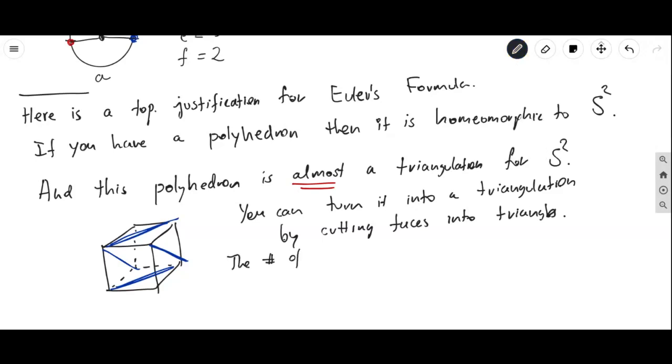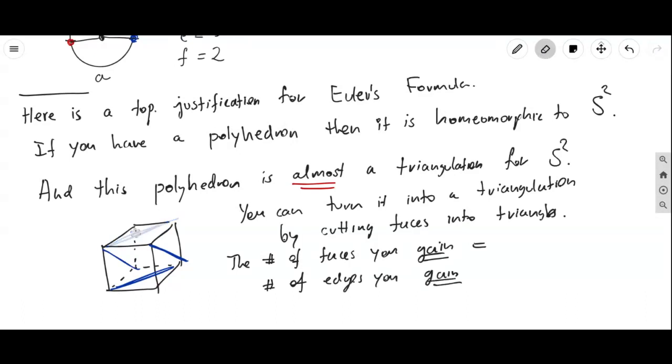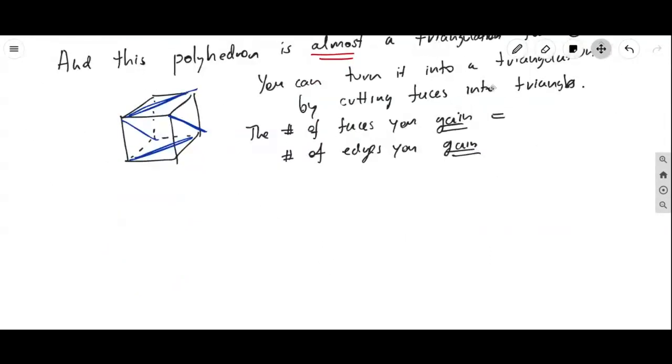The number of edges, the number of faces you gain, so you're gaining faces, right? By cutting up the faces by these lines, you're getting more faces. You had 6 faces, but now because they all got cut in half, now you have 12 faces. So the amount of faces you gain is equal to the number of edges you gain, right? A square is not triangulated, but when you triangulate it, you get the same number.